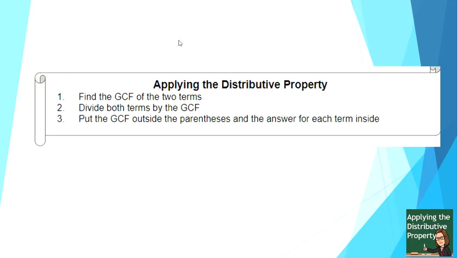So in order to apply the distributive property or factor, you're going to find the GCF of each of the two terms. The GCF, remember, we did the LCM and GCF earlier this year. And just remember, think of the GCF as what is the largest number or variable, it could be a variable now, that goes into both terms. Once you figure that out, you're going to divide both terms by the GCF, put the GCF outside the parentheses, and the answer for each new term inside, okay? So here we go. I'm going to do an example of it.